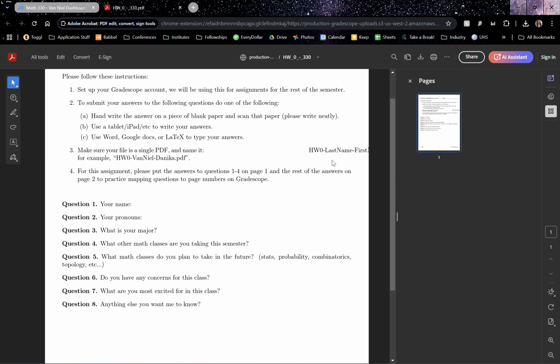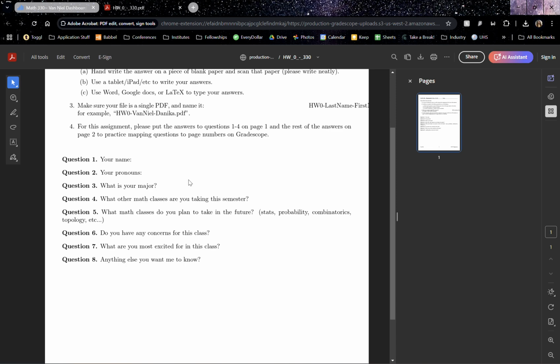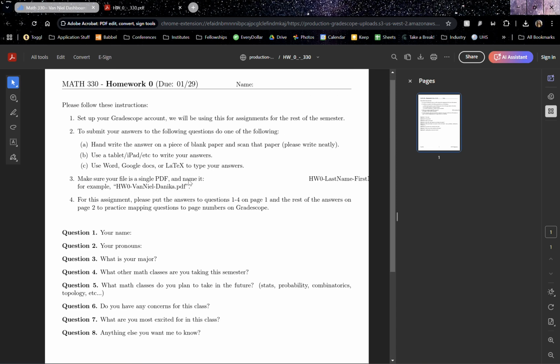It's all over here and it's cut out, so I will make sure to fix that. Sorry. So homework, whatever it is, this one's 0, your last name, your first name, and then of course you need the .pdf, because I would like a PDF file to be uploaded so that I can open it. And then here are just the questions.